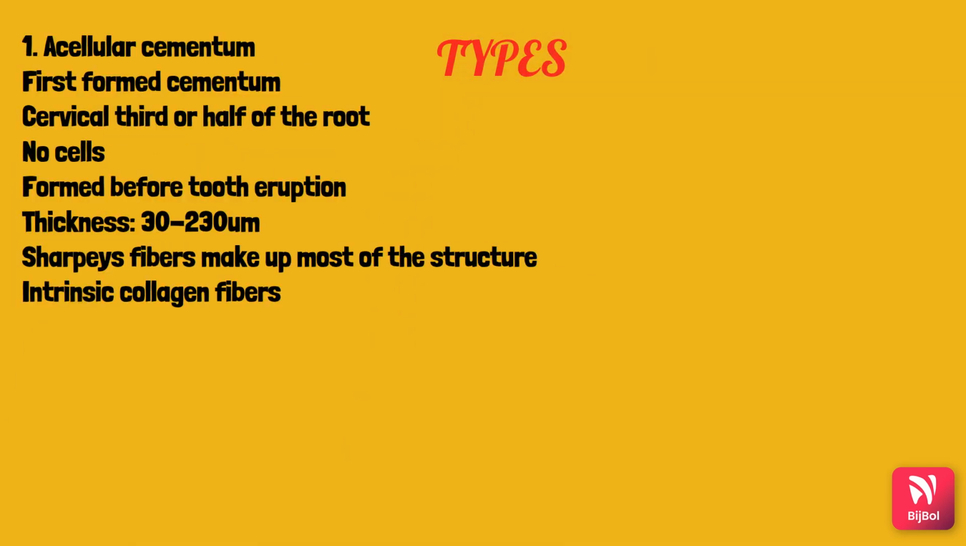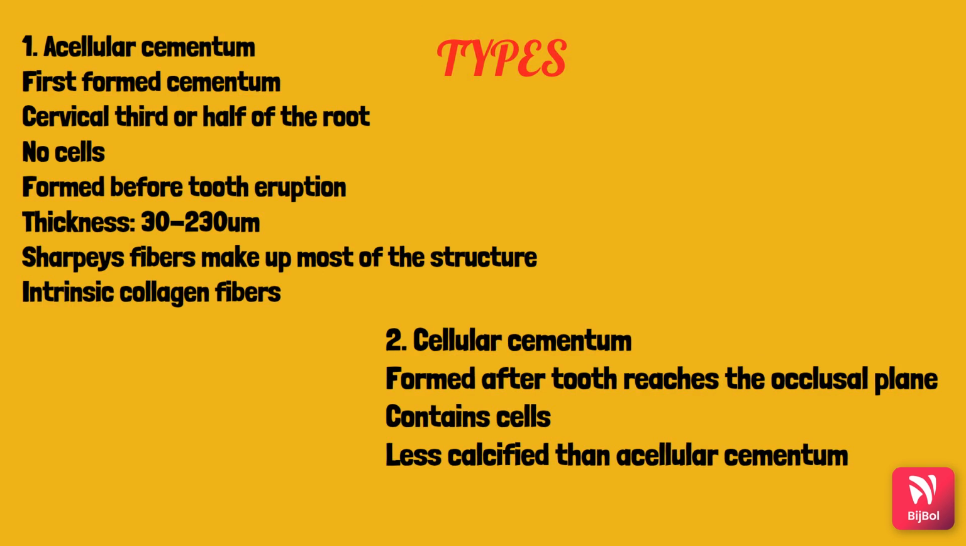Based on the cellularity, the cementum is classified into two types. Those are the acellular cementum and the cellular cementum. As the name suggests, the acellular cementum does not have any cells, whereas the cellular cementum contains cells. The acellular cementum is formed before the tooth reaches the occlusal plane and it is the first formed cementum. Therefore, it is also called primary cementum. Whereas the cellular cementum forms after the tooth reaches the occlusal plane and it is formed after the acellular cementum is formed. Therefore, it is a secondary cementum.